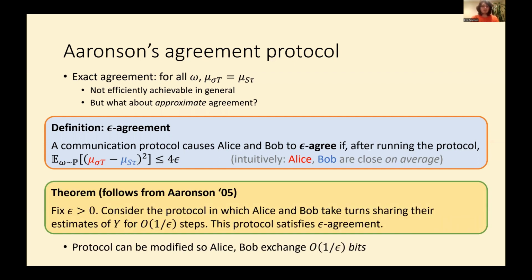In 2005, Scott Aaronson exhibited a protocol that allowed Alice and Bob to efficiently reach epsilon agreement. The protocol was quite simple and natural. First, Alice sends Bob her expectation of y. Then Bob responds with his expectation of y conditioned on what Alice sent him. Then Alice responds with her updated expectation of y, and so on. Now, if you're worried about the fact that communicating a real number takes potentially arbitrarily many bits, note that this protocol can easily be coarsened so as to avoid this issue.